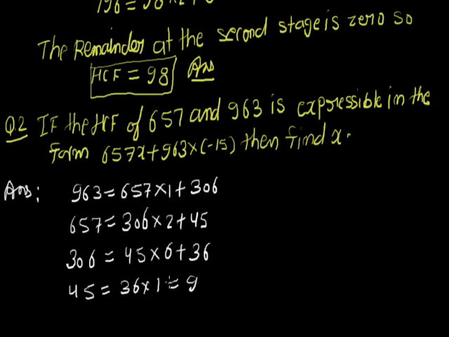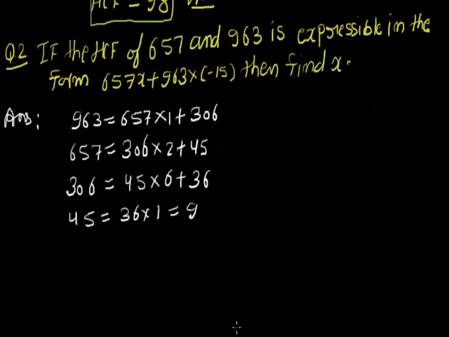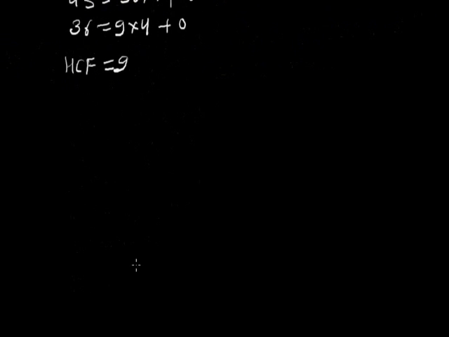Now in the next step, we divide the divisor of the previous stage by the remainder. When 36 is divided by 9, the division is completed with 4 times and the remainder is 0. In the previous step, we made one mistake; here we will put a positive sign. Now in this stage the remainder is 0. So the HCF of these two numbers is 9, because the divisor at the stage at which the remainder becomes 0 is the HCF.